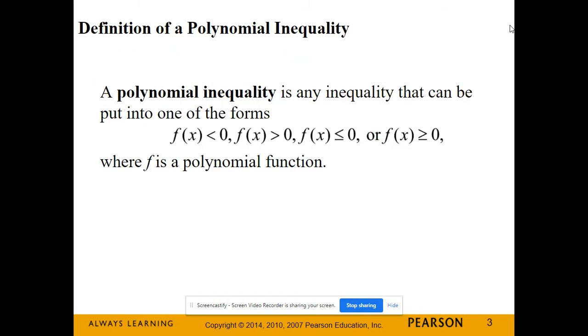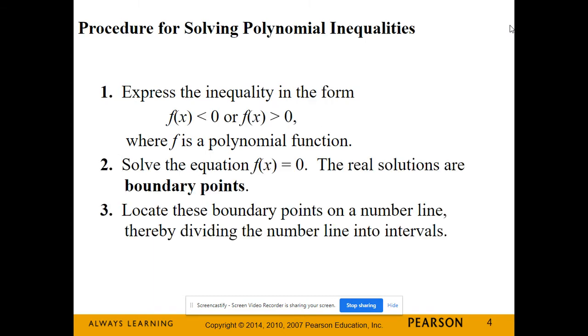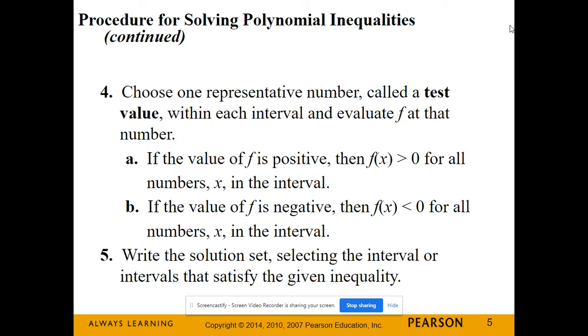A polynomial inequality is any inequality that can be put into one of the forms where you have a function either less than, greater than, less than or equal to, or greater than or equal to 0. So the first step is going to be to set it equal to 0. Then you're going to solve the equation f of x equals 0, and the real solutions are the boundary points.